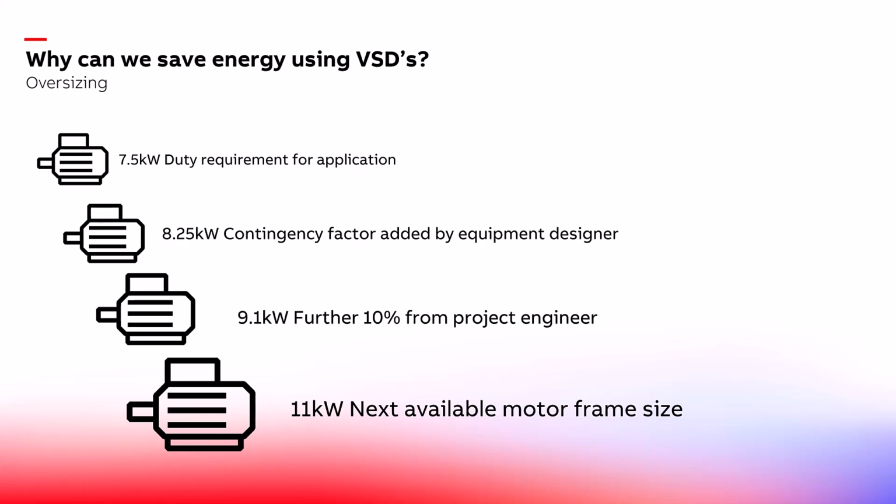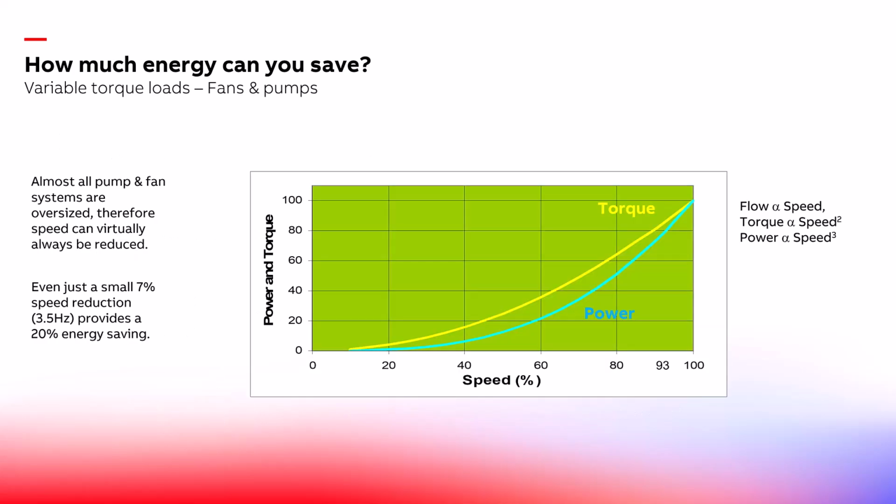Then a further 10% may be added from a project engineer. Sometimes they do it for further expansion, sometimes as a kind of cover factor. Once you've added all that, the next available motor frame size is 11 kilowatt. So you're at least a size above where you would usually be. And if you don't use variable speed to control that motor and turn it down, then there's usually huge opportunities for energy saving. So how much energy can we actually save?